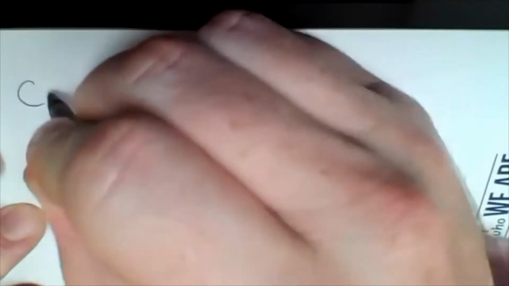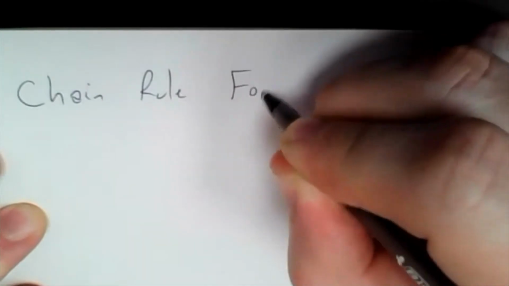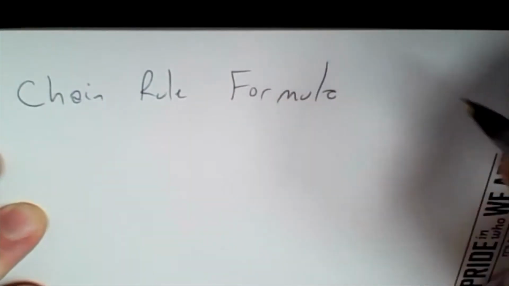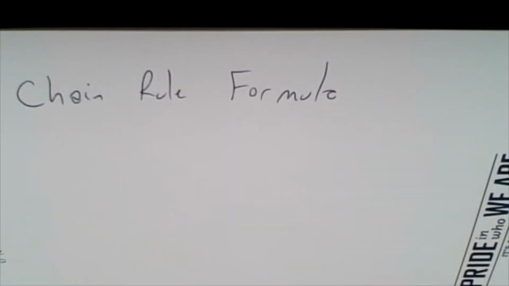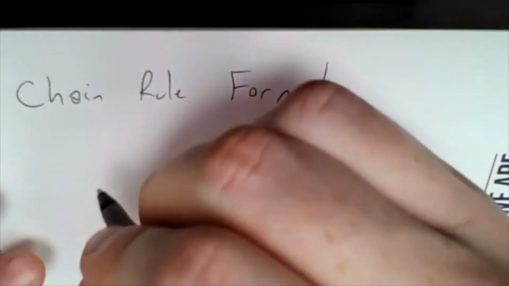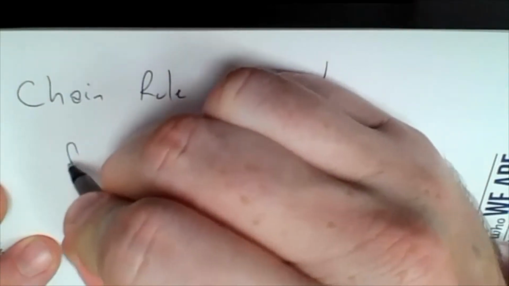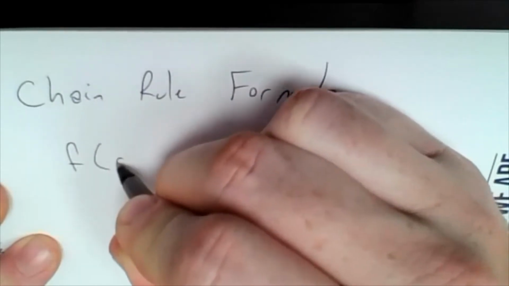Let's take a look at the chain rule formula for derivatives. So in a previous calculus class, I expect you've seen the chain rule formula. This is how we calculate derivatives when we have functions composed together.